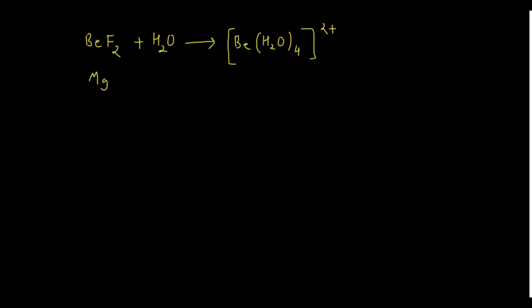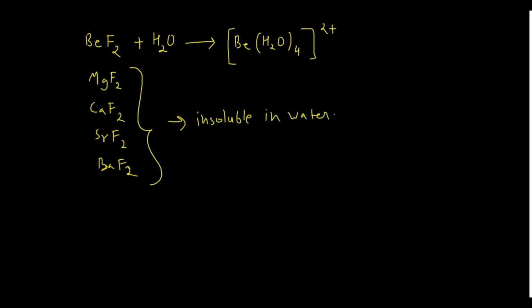So this is soluble while the rest of the members are insoluble, like magnesium fluoride, calcium fluoride, strontium fluoride, barium fluoride, BaF2. They are insoluble in water, and beryllium fluoride is readily soluble due to the formation of this particular ion. This is something very, very important.